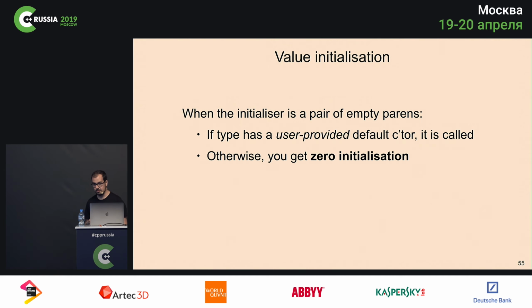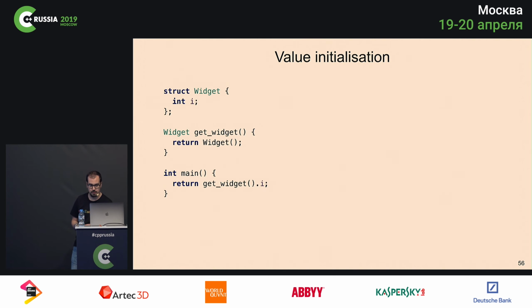What does it actually do? Value initialization, so whenever you have paren paren, if the type has a user-provided default constructor, we're going to talk about this more in a minute. If you have a user-provided default constructor, then you're going to call that default constructor. If you don't have one, you get zero initialization, like what we saw with the int is going to be zero initialized. All right, so let's talk about this user-provided default constructor stuff.